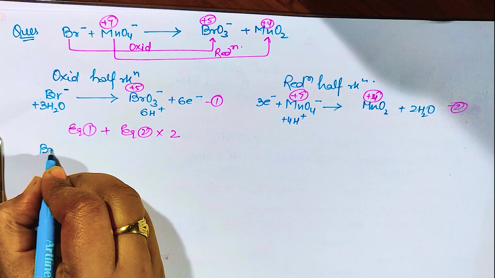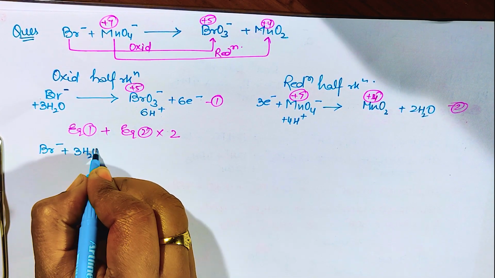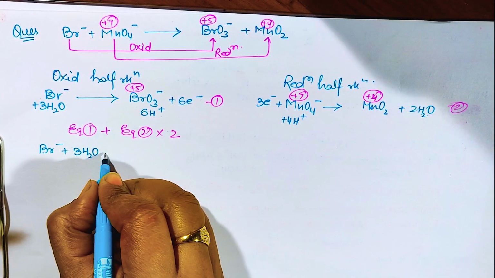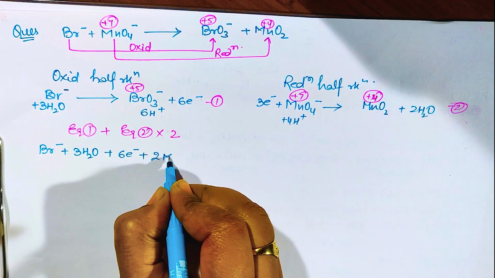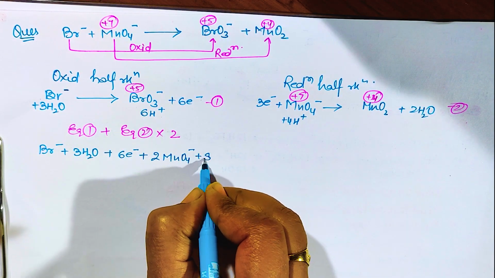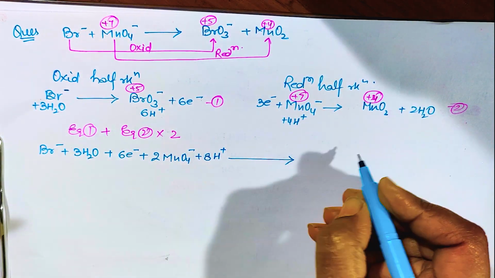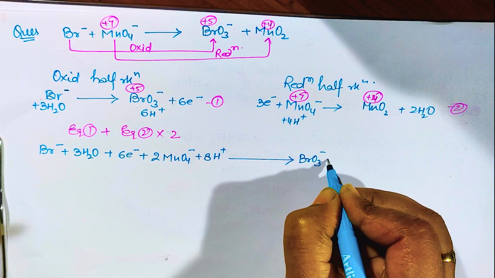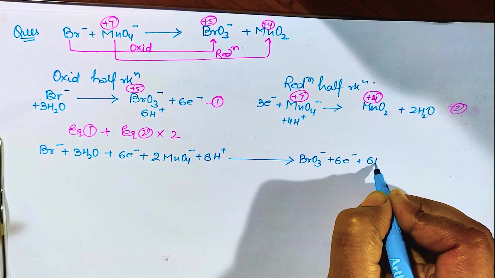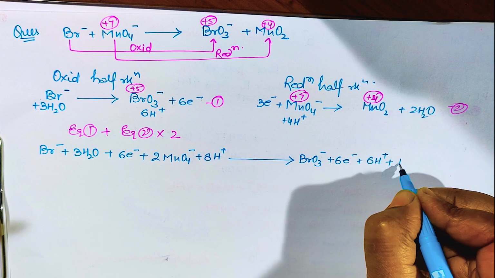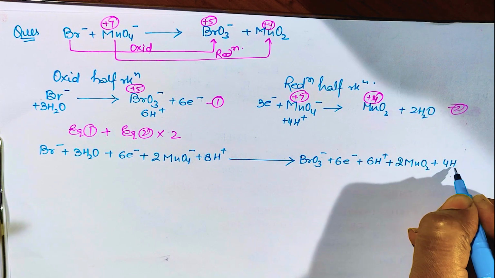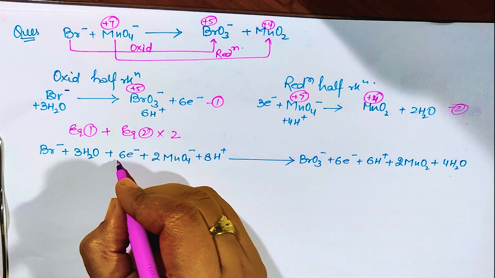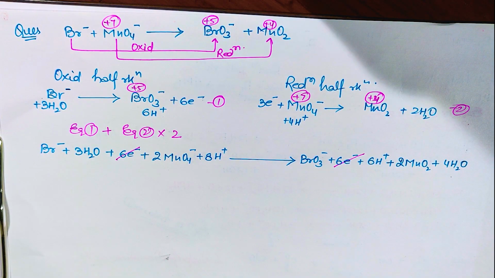So this is Br- plus 3H2O. No change in equation 1, but equation 2 will be multiplied: plus 6 electrons plus 2 MnO4- plus 8H+. Now the product side: BrO3-, 6 electrons, plus 6H+, no change. And for the product we will write 2 MnO2 plus 4H2O. Now what next? This electron will be cancelled out. Yes. So this is 3H2O, this is 4H2O, so write that also.